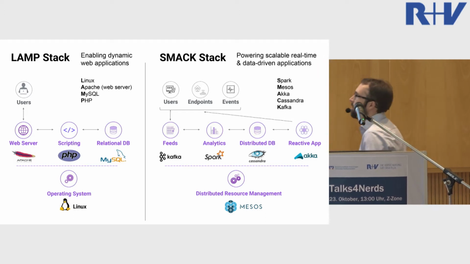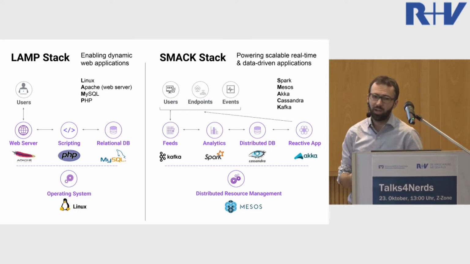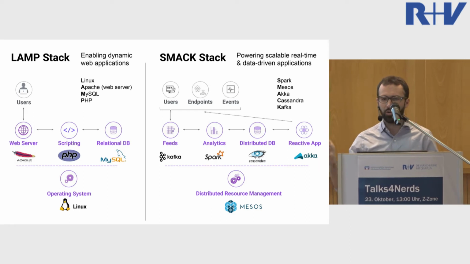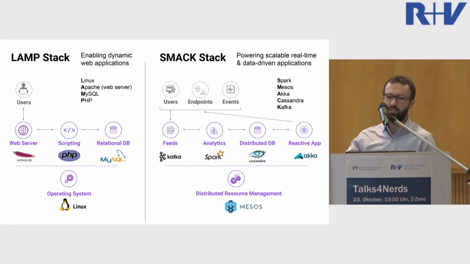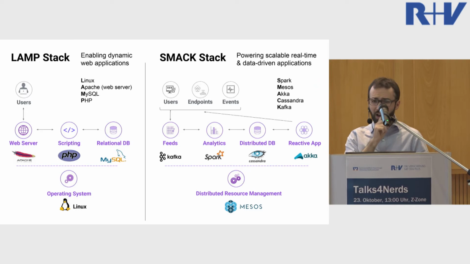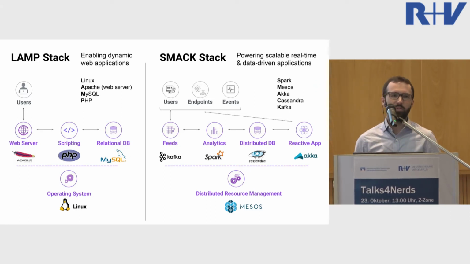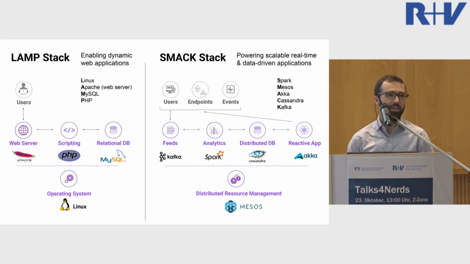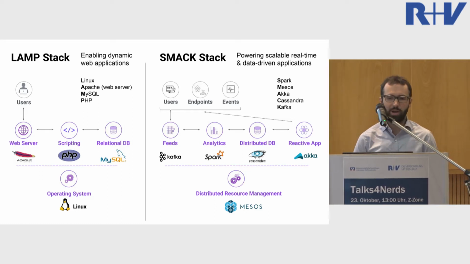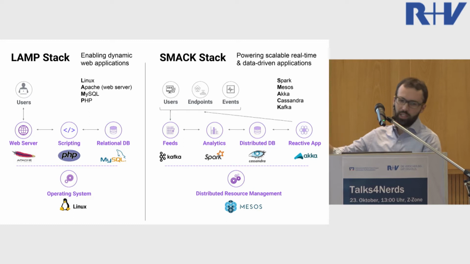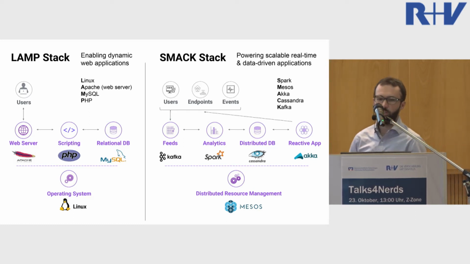A bunch of folks. So I'm going to talk a little bit about it. SMAC, the acronym stands for Spark, Mesos, Akka, Cassandra, and Kafka. And kind of like the LAMP stack, which is a stack that emerged that helped organizations really think about how they wanted to deploy their web applications, where LAMP was Linux, Apache, MySQL, and PHP.